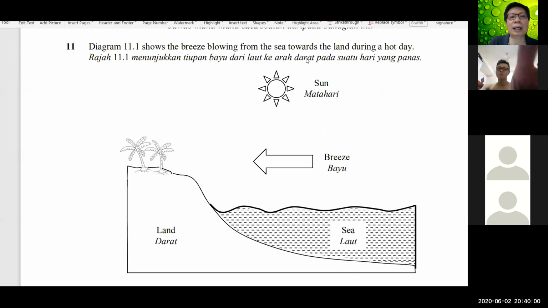Let them come in first. Still got people, they are waiting outside. Okay.